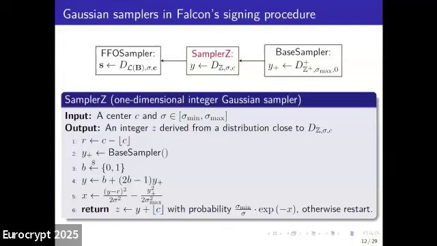And in the middle layer, SamplerZ is the one-dimensional integer Gaussian sampler. It first samples y plus from the half Gaussian distribution by calling the subroutine BaseSampler, and then computes y by using the random bit b. Then it calculates x to perform the rejection sampling to obtain the target distribution. And finally, it returns j by adding the integer part, the floor of c.